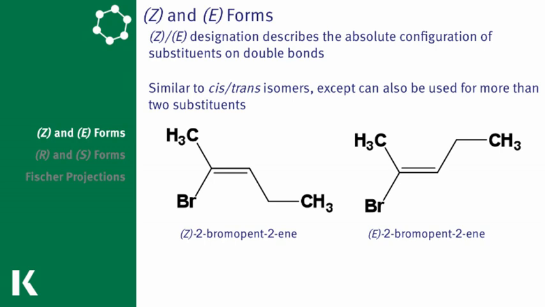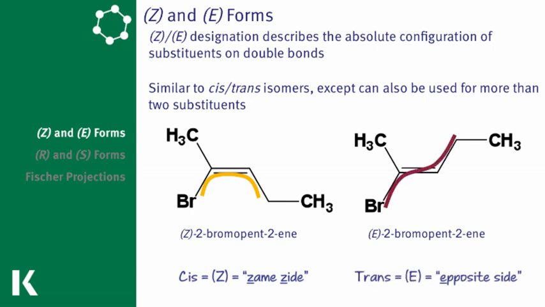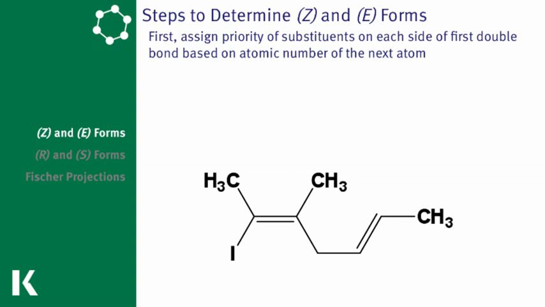Luckily, there's a neat little mnemonic for remembering which is which. When the 2 highest priority substituents are on the same side, you're dealing with the Z orientation. When they're on opposite sides, you're dealing with E. Now that you've seen, generally, what makes a molecule Z or E, let's be sure to nail down how to determine each substituent's priority in the first place.